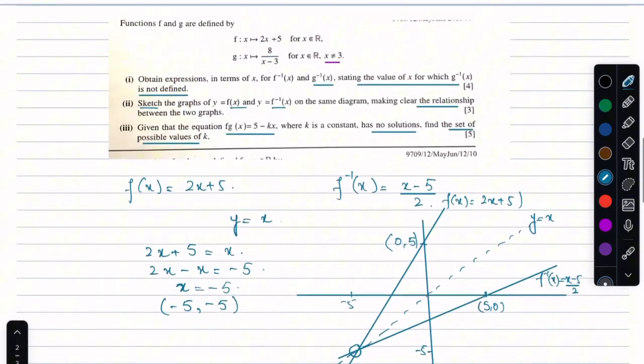So according to the question, it says f of g of x should be equal to 5 minus kx, and with respect to that we know the condition that there are supposed to be no solutions to them. So to get f of g, I know that in the function f I have to substitute the function g.